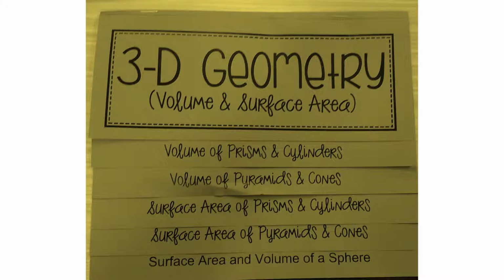So this is our foldable. It's 3D geometry, volume, and surface area. We're going to be talking about pyramids. We're going to be in this flap first for a couple examples, and then we'll be in the surface area of pyramids flap for a couple examples. So we're going to be bouncing between, it's not back-to-back tabs or flaps, so just make sure you are in the correct tab when you are writing down the formulas and the example problems.